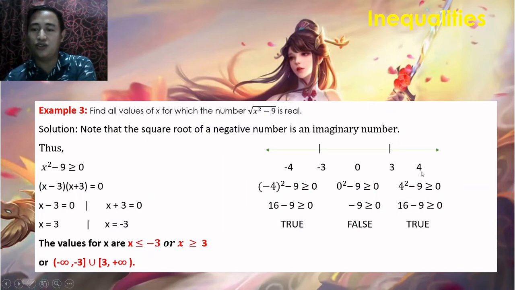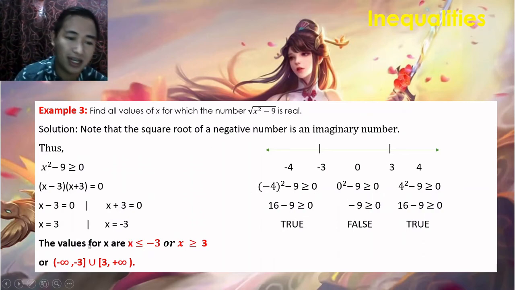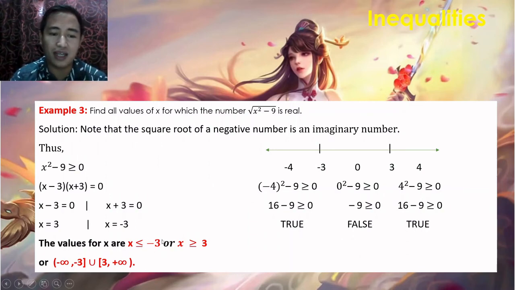Okay, next we use the test point number 4. Okay, 4 squared minus 9 is greater than or equal to 0. So, asa nato i-substitute si 4? Sa atong inequality. Okay? So, 16 minus 9 greater than or equal to 0. Okay, 16 minus 9 again is 7. Okay, this is true, greater than or equal to 0. So, since true man siya, class, ang values sa x are x less than or equal to negative 3.